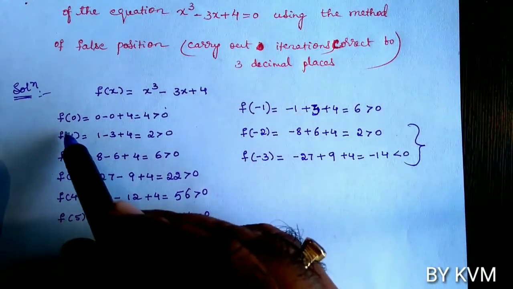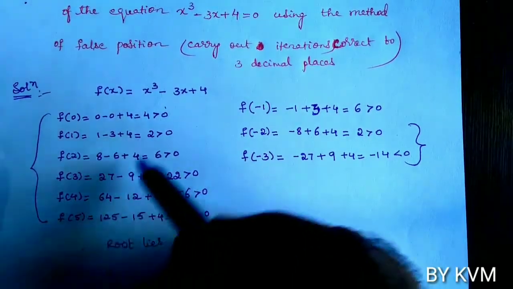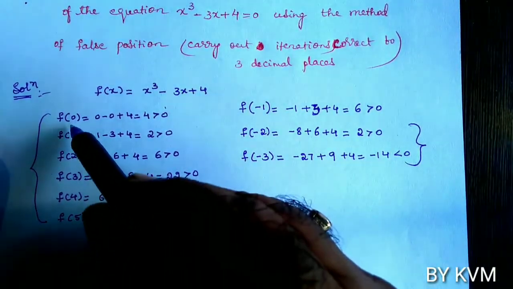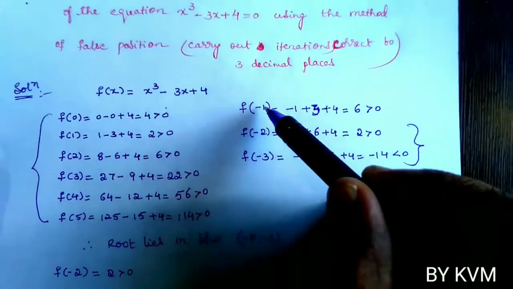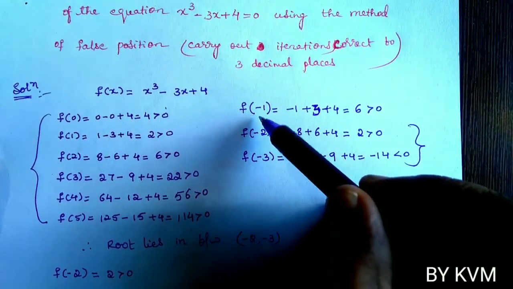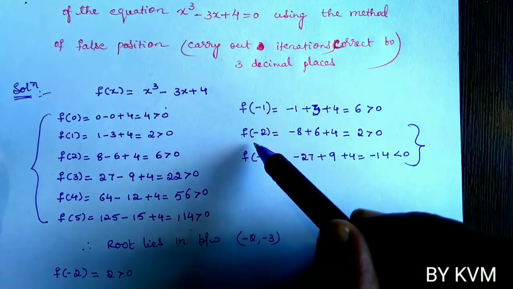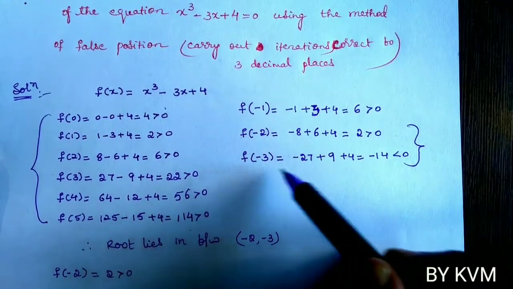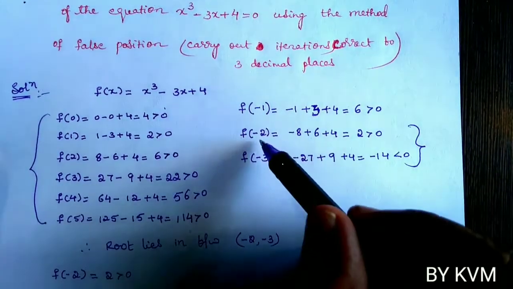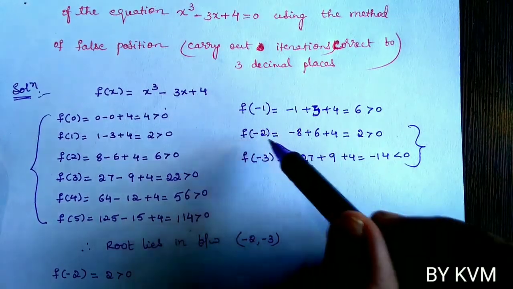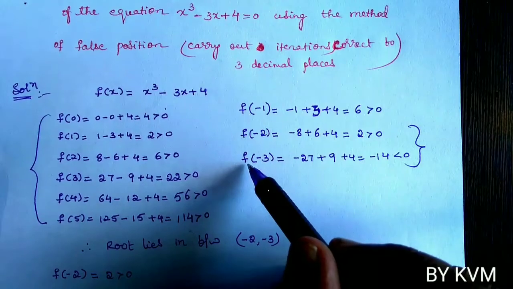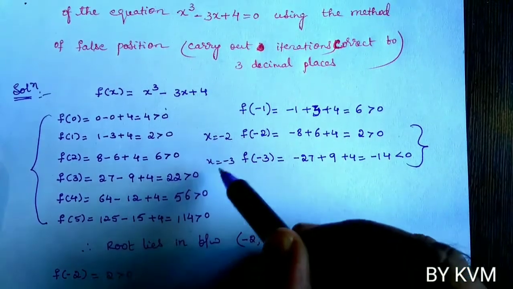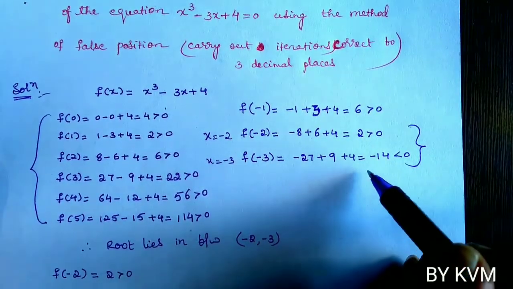If you give positive values for x, f of x will also be positive, it is increasing. So there is no use of giving positive values for x, so give negative values for x now. Put x equals minus 1, f of minus 1 is plus 6, greater than 0. Put x equals minus 2, f of minus 2 is plus 2, greater than 0. Put x equals minus 3, f of minus 3 is minus 14, less than 0. So for x equals minus 2, f of minus 2 is 2, greater than 0. For x equals minus 3, f of minus 3 is minus 14, less than 0.